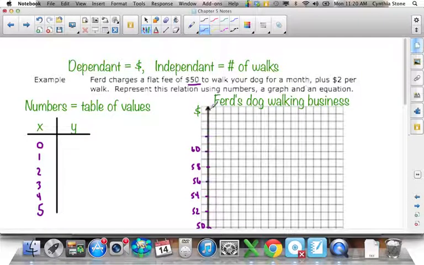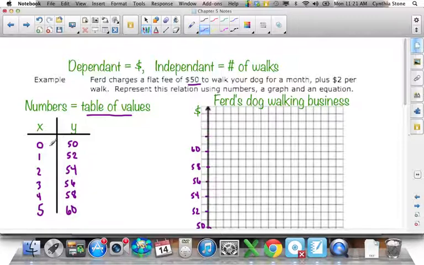So there's 3 ways. The first way, numbers, just means a table of values. We want to be able to look at just a bunch of numbers that represent this relationship, and you can sort of figure out how it works. If Ferd walks your dog never, it's going to cost you $50 as long as you're in the club. If he walks your dog once, you're going to pay the $50 plus $2, so $52. If he walks it twice, $54. If he walks your dog 3 times, $56, and so on.